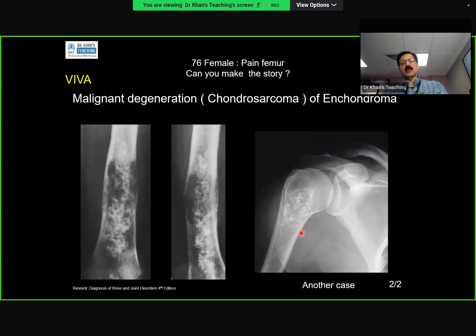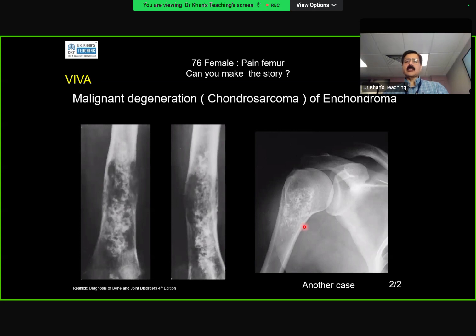Bone tumors will be covered separately. Enchondroma is a unique tumor where you find cartilaginous matrix in a long bone. In a short bone, as in the hand, you will see a lytic lesion. But in a long bone, usually you will not see a lytic lesion. On the other hand, you will see chondroid matrix, and the chondroid matrix is made up of calcification on a plain film.